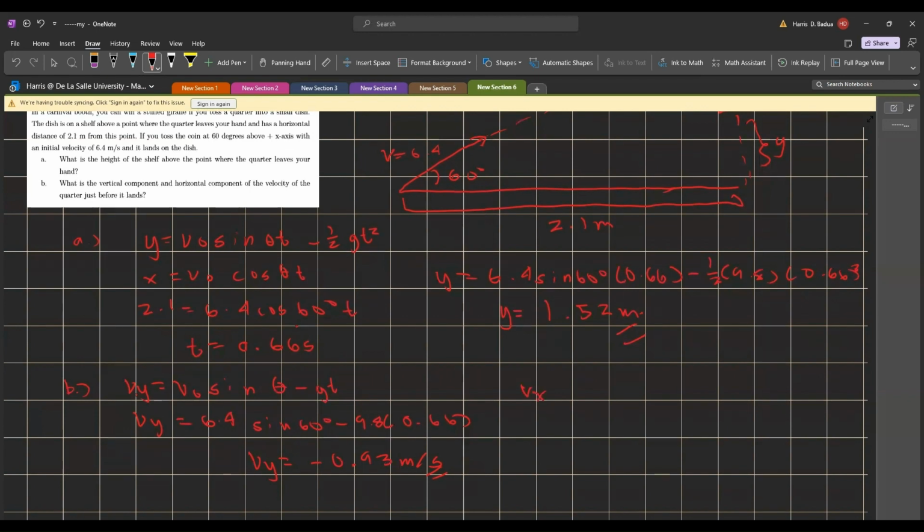But since hindi lang yan yung tanong, we also have to solve for the horizontal component. So V sub x, mas madali lang to. V cosine theta lang siya. Then V sub x equals, ang initial velocity natin is 6.4. Then dito, cosine 60 degrees. V sub x natin is equal to 3.2 meters per second going to the right.